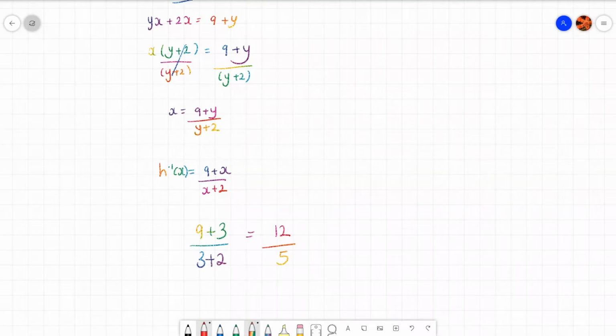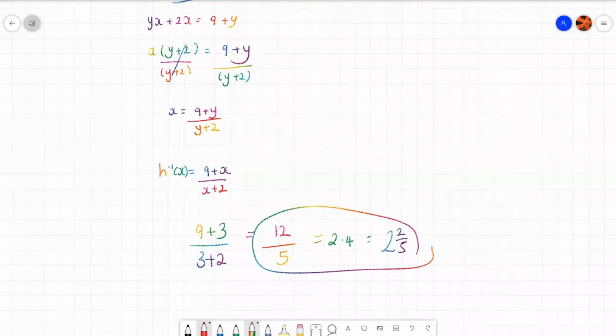I could write my answer as a decimal if I wanted to, which is 2.4. Or I could write my answer as a mixed number, 2 and 2/5. Any of these three would be absolutely fine. It just depends. You can leave it as 12/5 as well.